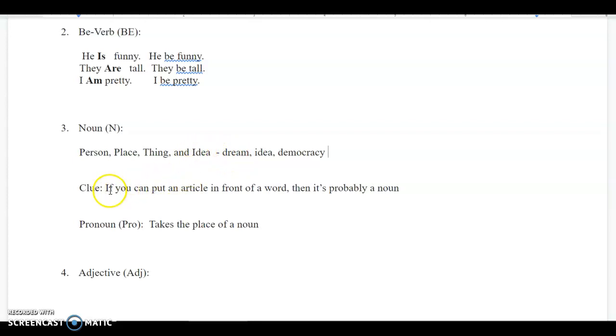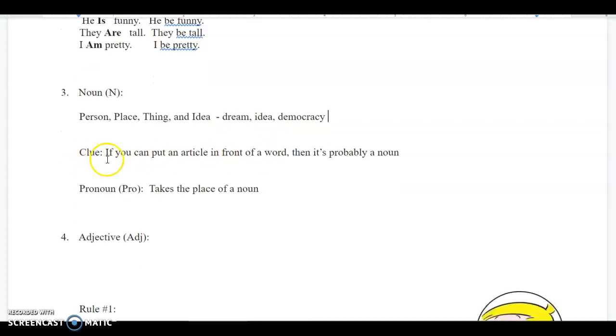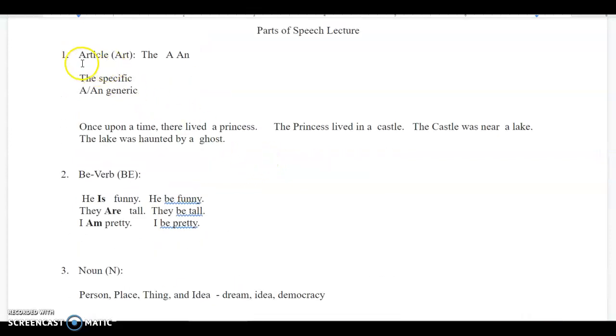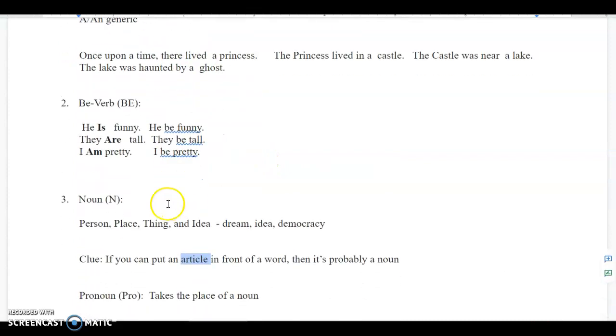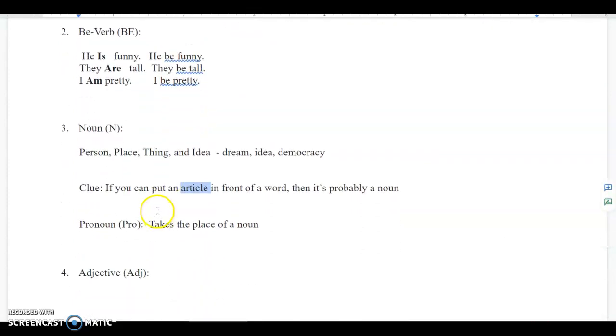Now, some of you might be saying, hey, how am I supposed to know this, right? How can I tell if this thing is a noun or not? Well, the clue is if you can put an article in front of a word, then it's probably a noun. So again, go back to number one. Article is the, a, and an, right? So anytime you have a question, you can stick an article in front of it, right? So like a dream, right? Martin Luther King Jr. said, I have a dream, right? He has an article in front of it. So if you have an article and it sounds good, then it's probably a noun.